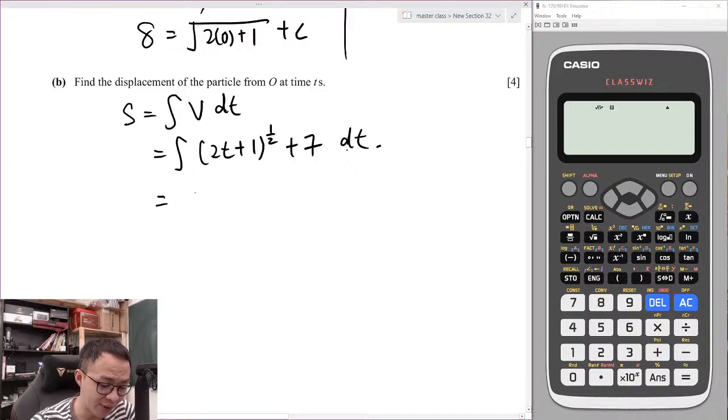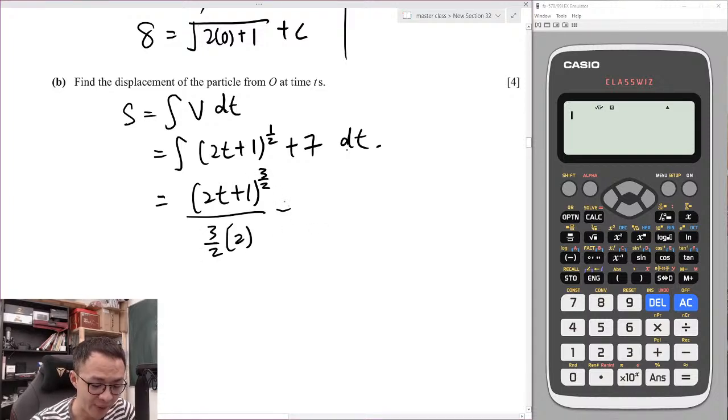I will do the same thing, power plus 1, which is 3 over 2, divided by 3 over 2. Differentiate inside, right, at the bottom, plus 7t. Just now I already used plus c, isn't it? So I no longer do plus c anymore, I will do plus d here. Okay, this is my s here. The 2 and 2 I simplify.